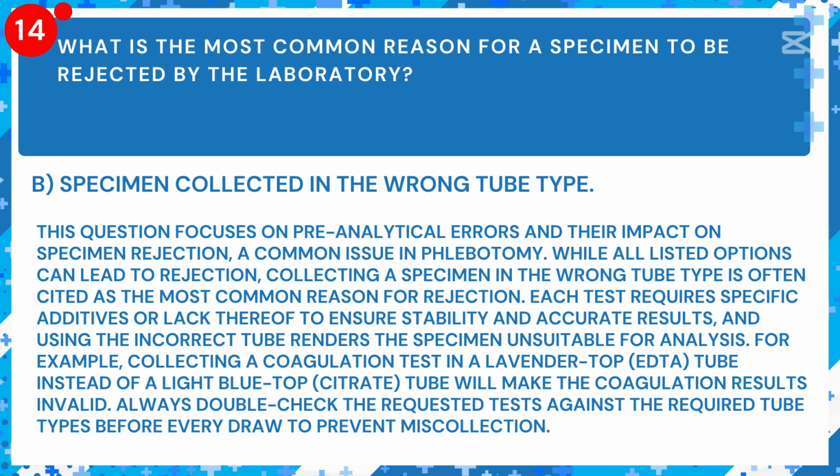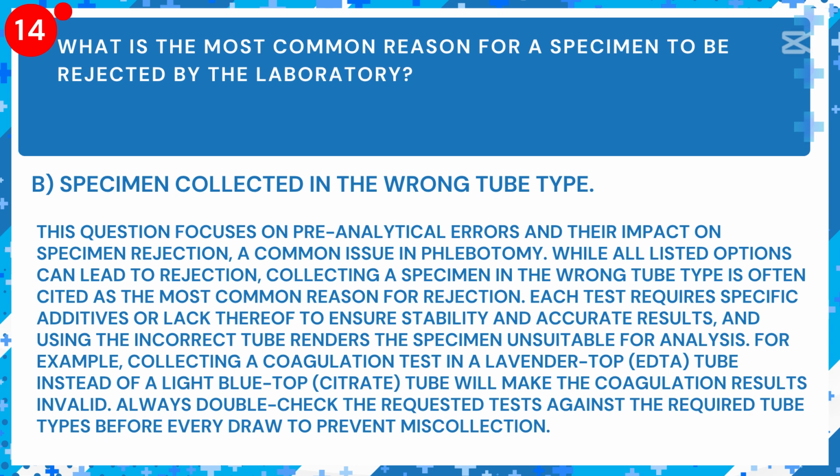Answer: B. Specimen collected in the wrong tube type. Explanation: this question focuses on pre-analytical errors and their impact on specimen rejection, a common issue in phlebotomy. While all listed options can lead to rejection, collecting a specimen in the wrong tube type is often cited as the most common reason for rejection. Each test requires specific additives or lack thereof to ensure stability and accurate results, and using the incorrect tube renders the specimen unsuitable for analysis.